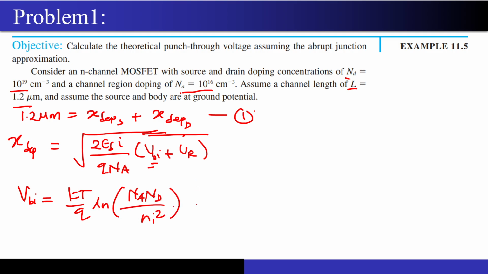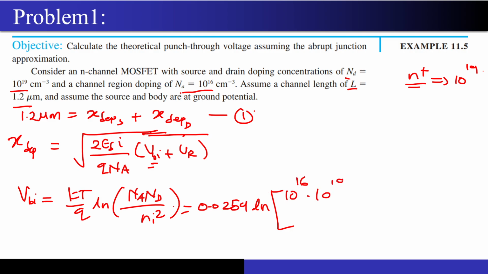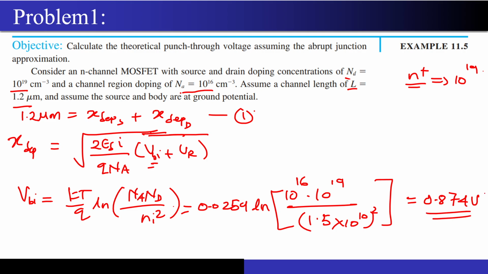Correct? So if I just try to calculate this value, this is 0.0259 into ln of Na into Nd. Both the dopants, that is the N plus regions, source and drain, have been doped with 10 to the power 19 concentration, and Na is around 10 to the power 16. So 10 to the power 16 into 10 to the power 19 divided by 1.5 into 10 to the power 10 whole square. Now if you calculate this value it will approximately come out to be 0.874 volts. So now I got the VBI, correct?